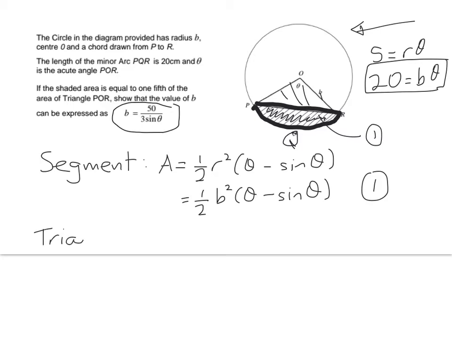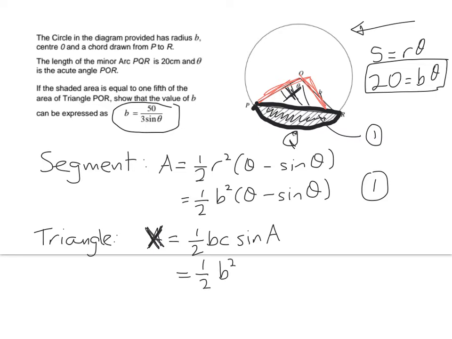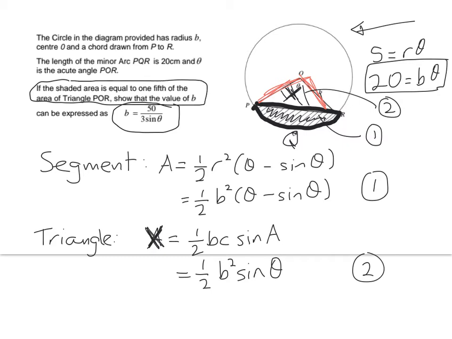Now, what about the triangle? Well, the formula for area of a triangle, which unfortunately I've also called A just out of habit, let's call it X instead. So area X is equal to 1/2 BC sine A. That's the included angle and these two sides. So ordinary old area of a triangle, year 11, year 12. In our example, that's going to be 1/2 B times B, so 1/2 B squared sine theta. So that's area 2. And we're told that the shaded area, so the segment area, is equal to 1/5 the area of triangle POR.